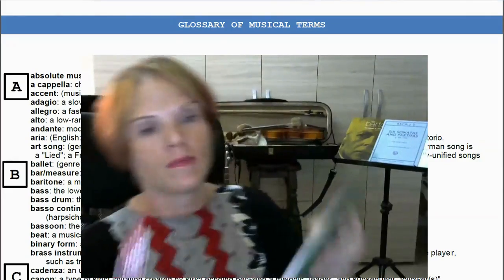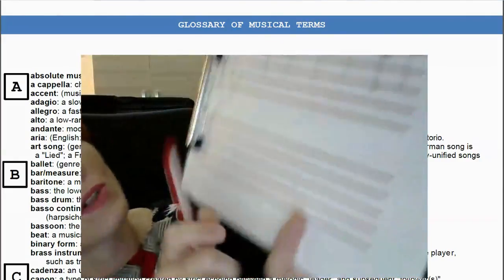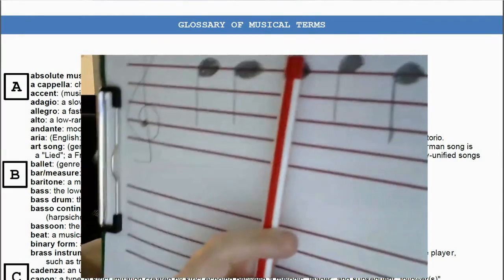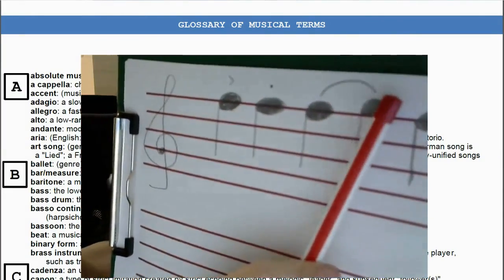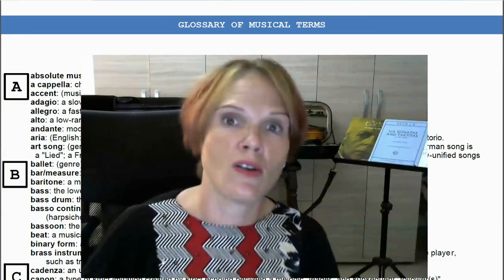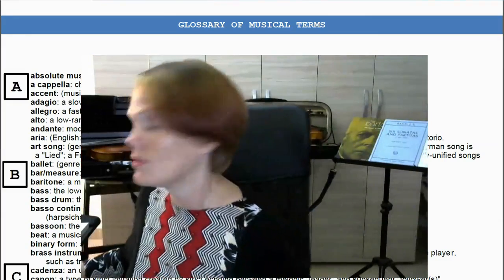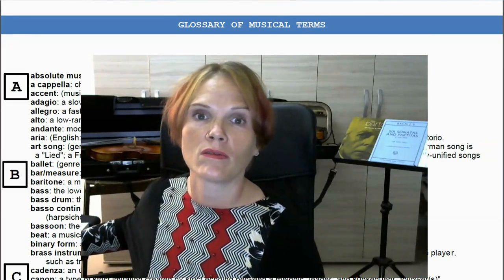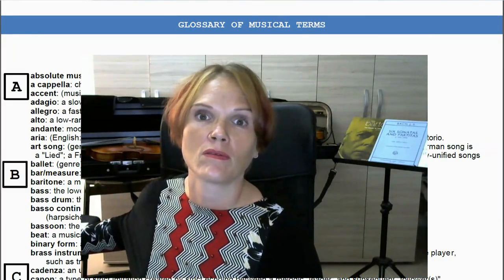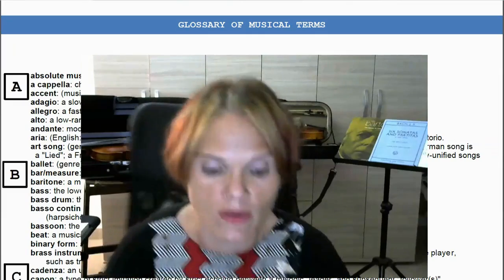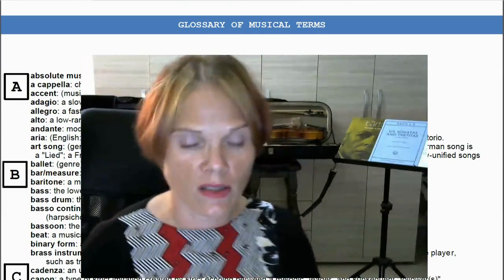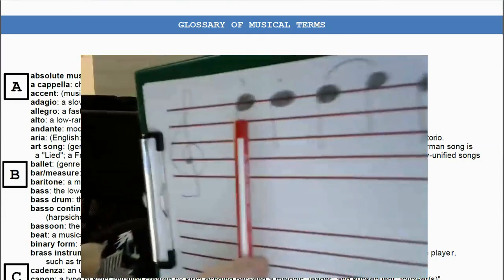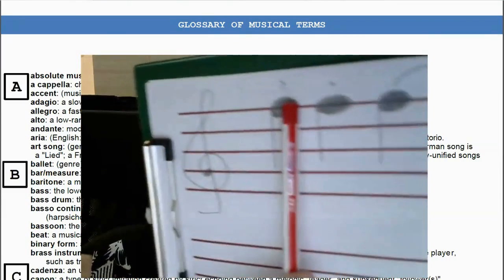Now when I connect the two notes with a line like that, it means a slur or a legato. So there is no gap between the notes. The one is in the document. It's called accent.